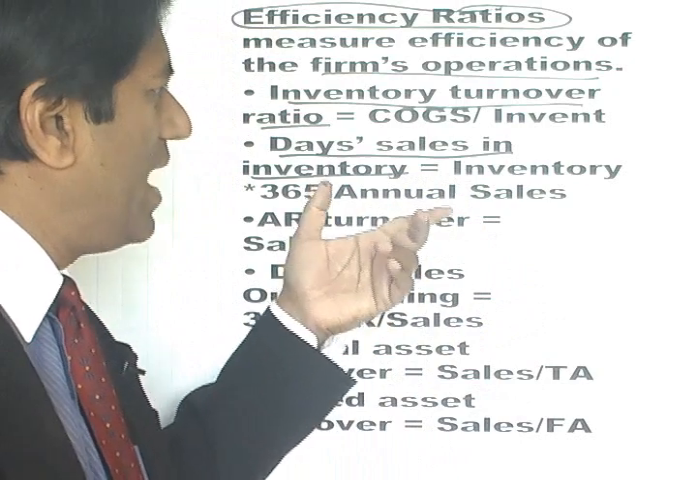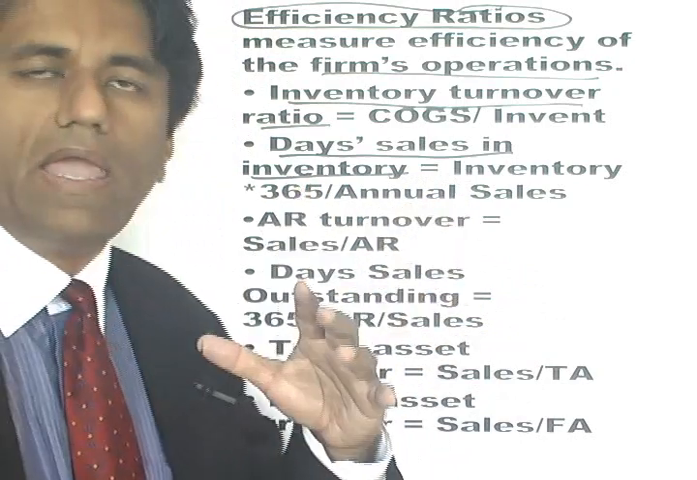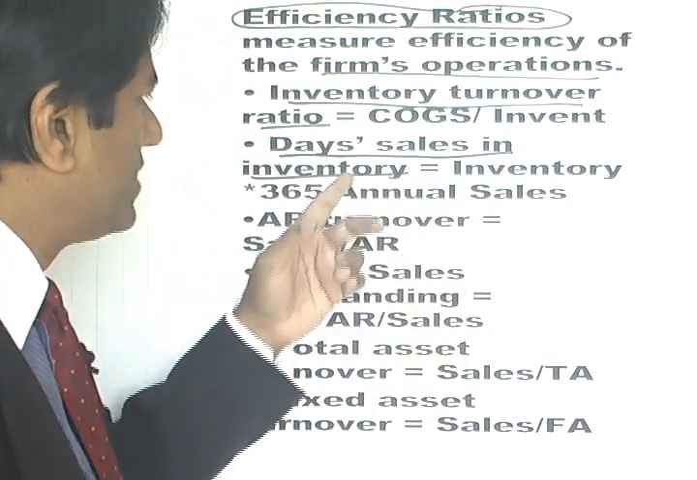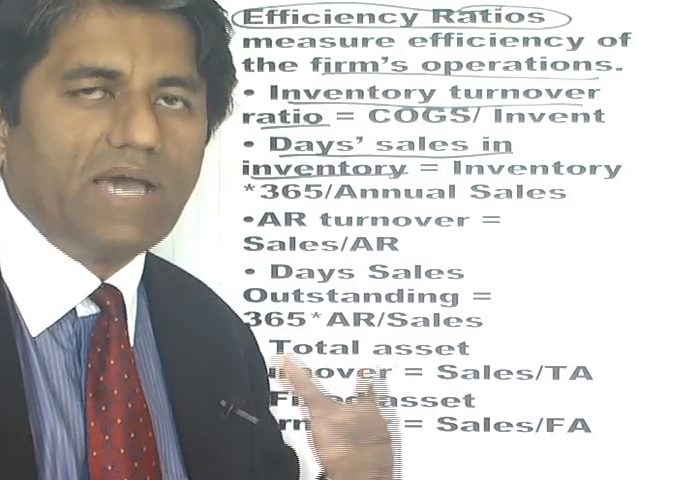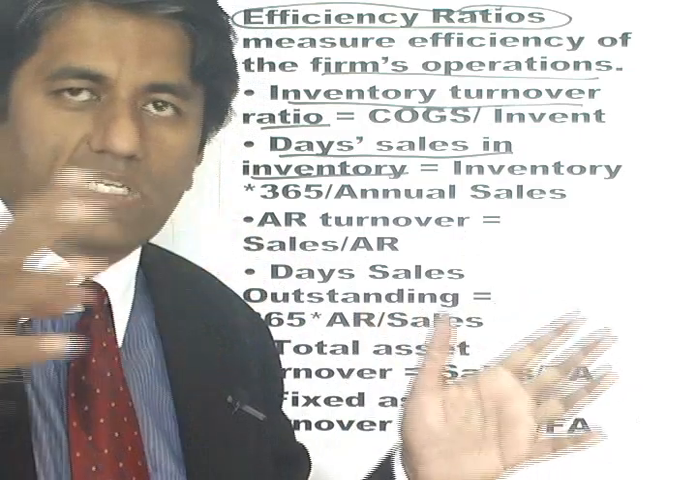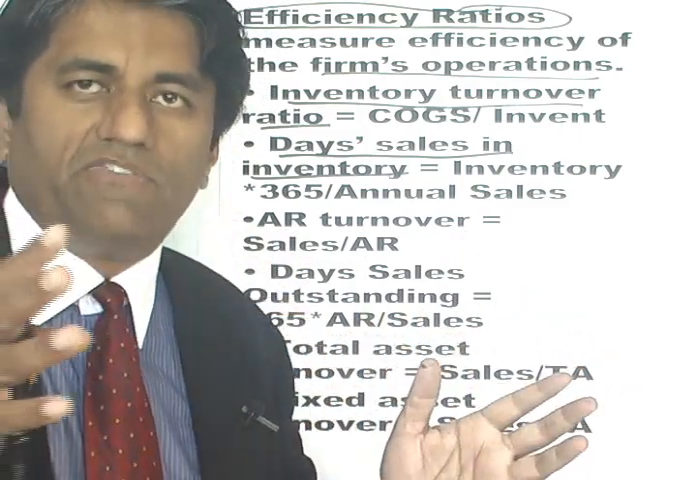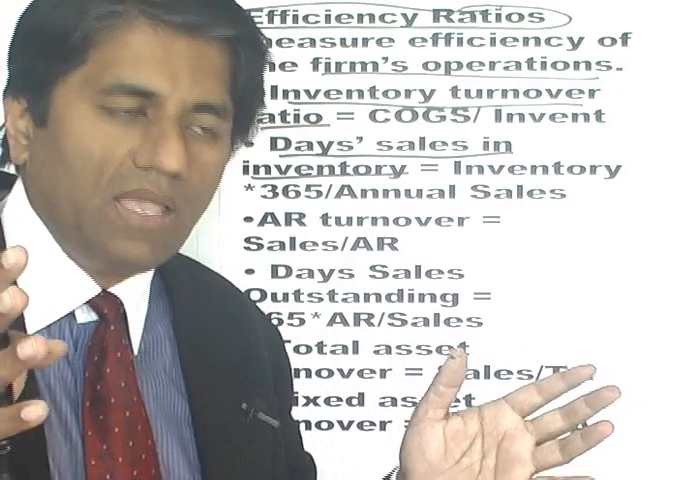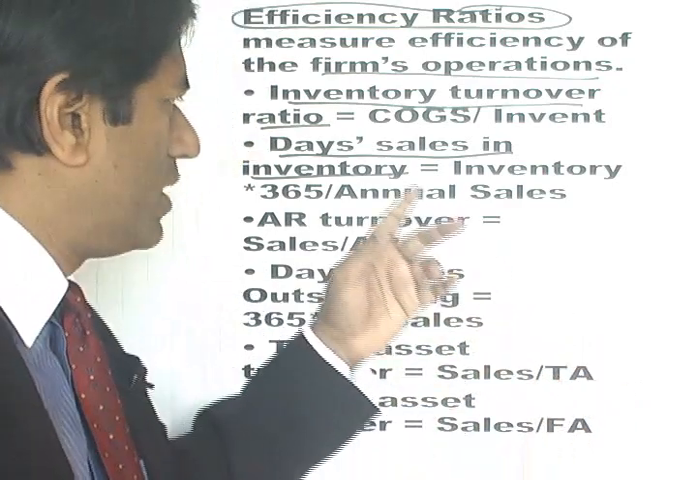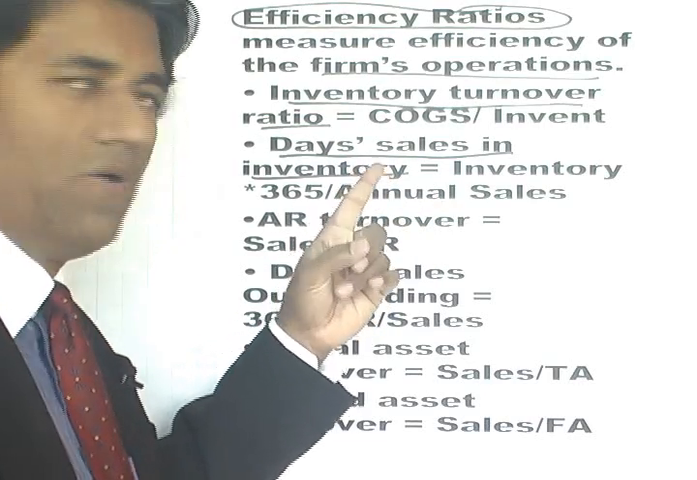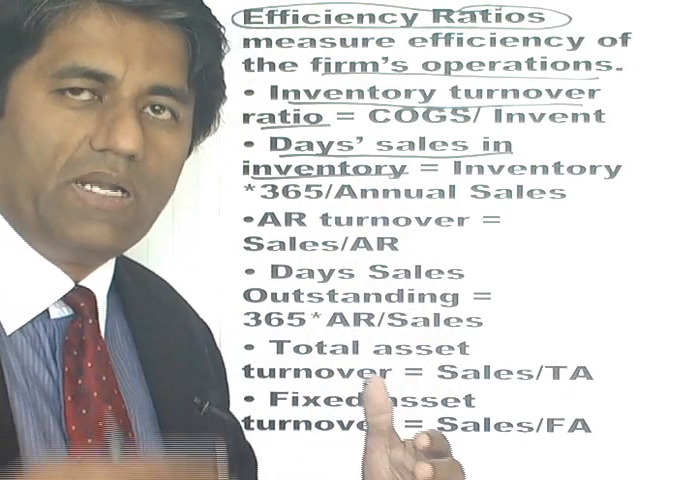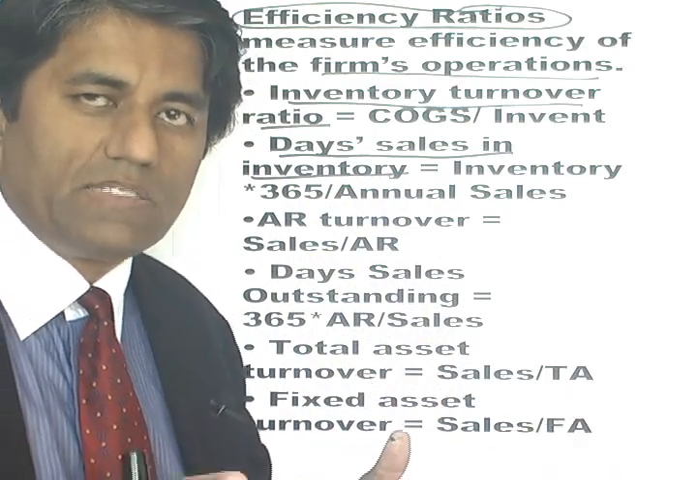So is it good for a firm to have a higher days sales in inventory or a lower one? And the answer is a lower one, because you don't want the inventory to be too large. A bloated inventory could mean that the firm is not being able to sell what it's producing. So again, a comparatively smaller inventory, which would lead to a lower days sales in inventory, would mean that the firm was able to sell what it's producing quickly and is able to maintain a smaller inventory.